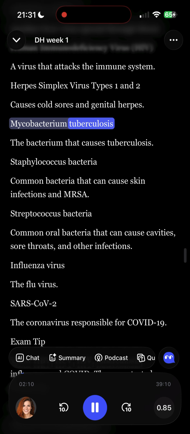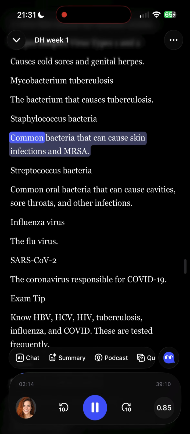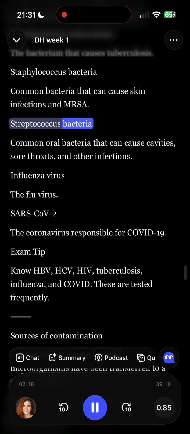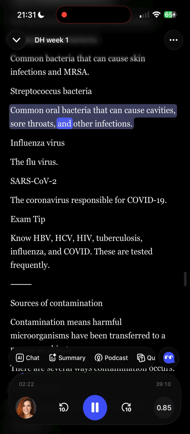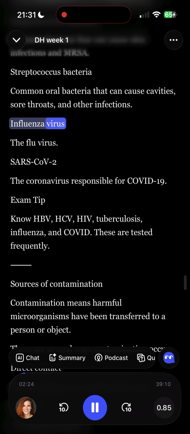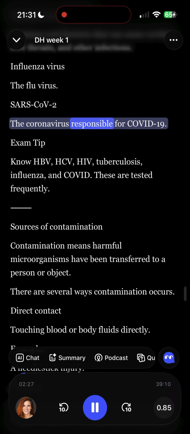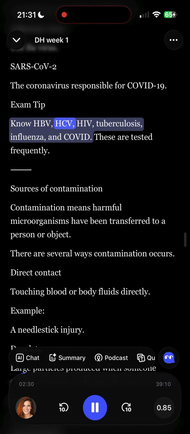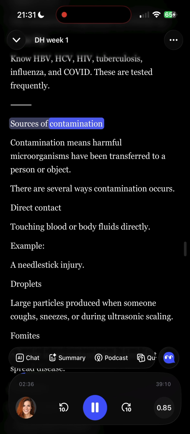Mycobacterium tuberculosis, the bacterium that causes tuberculosis. Staphylococcus bacteria, common bacteria that can cause skin infections and MRSA. Streptococcus bacteria, common oral bacteria that can cause cavities, sore throats, and other infections. Influenza virus, the flu virus. SARS-CoV-2, the coronavirus responsible for COVID-19. Exam tip. Know HBV, HCV, HIV, tuberculosis, influenza, and COVID. These are tested frequently.